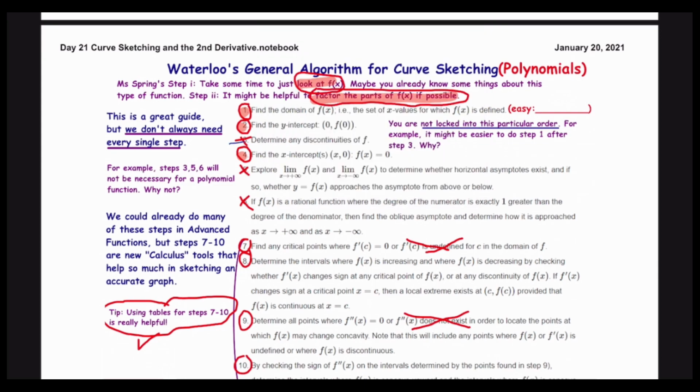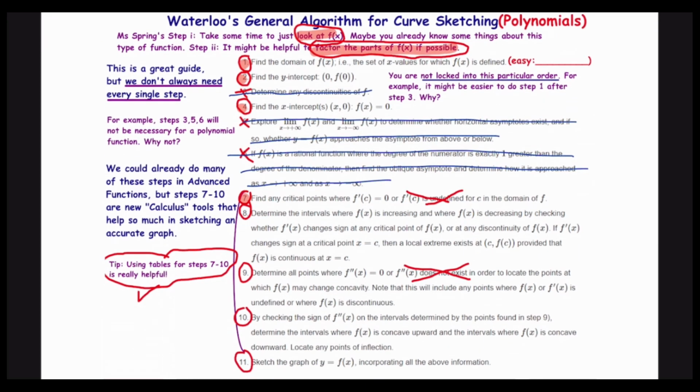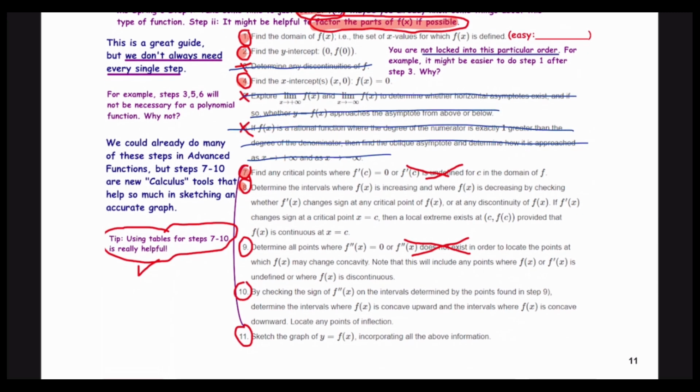I don't need to worry about finding any discontinuities because polynomials are continuous everywhere. I don't have any horizontal asymptotes, so I don't need to worry about that. I don't have any oblique asymptotes, so I don't need to worry about that. Step 7, find the critical points where my first derivative is equal to 0. So that'll be my maximum and my minimum points. Determine the intervals where f of x is increasing or decreasing. So that's just where my graph is going up or going down.